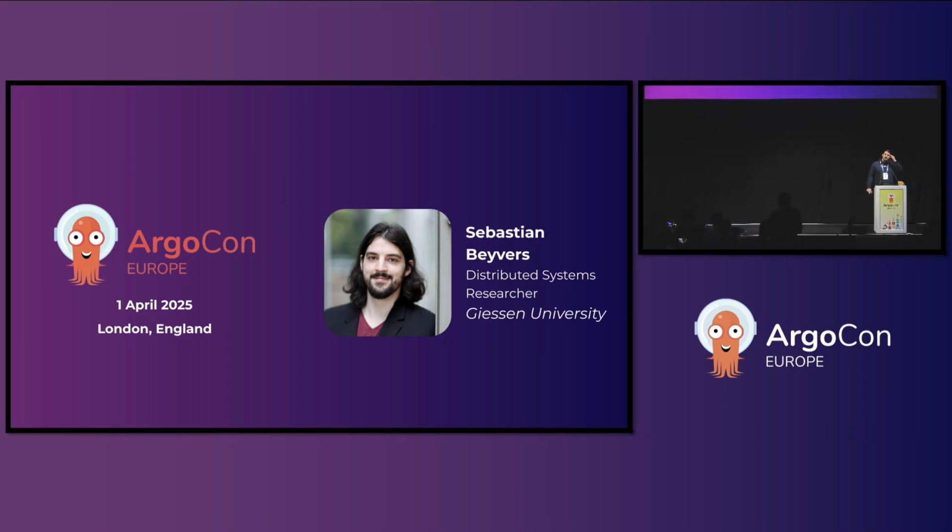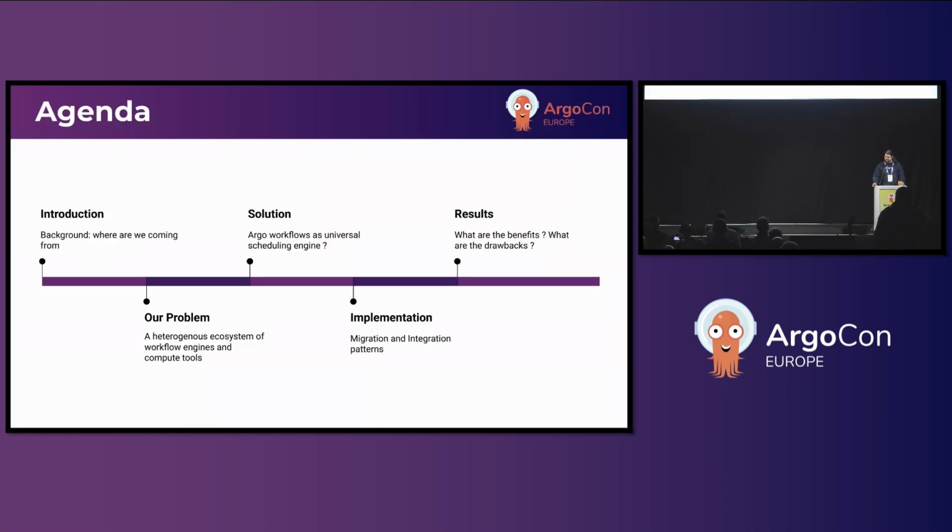I'm Sebastian. I'm a distributed systems researcher and DevOps person from Giessen University in Germany. And we do all kinds of stuff with cloud, especially from a compute perspective, because I'm a bioinformatician, and so I do really heavy number crunching for sequences and all this kind of stuff. And so I need quite performant compute capabilities.